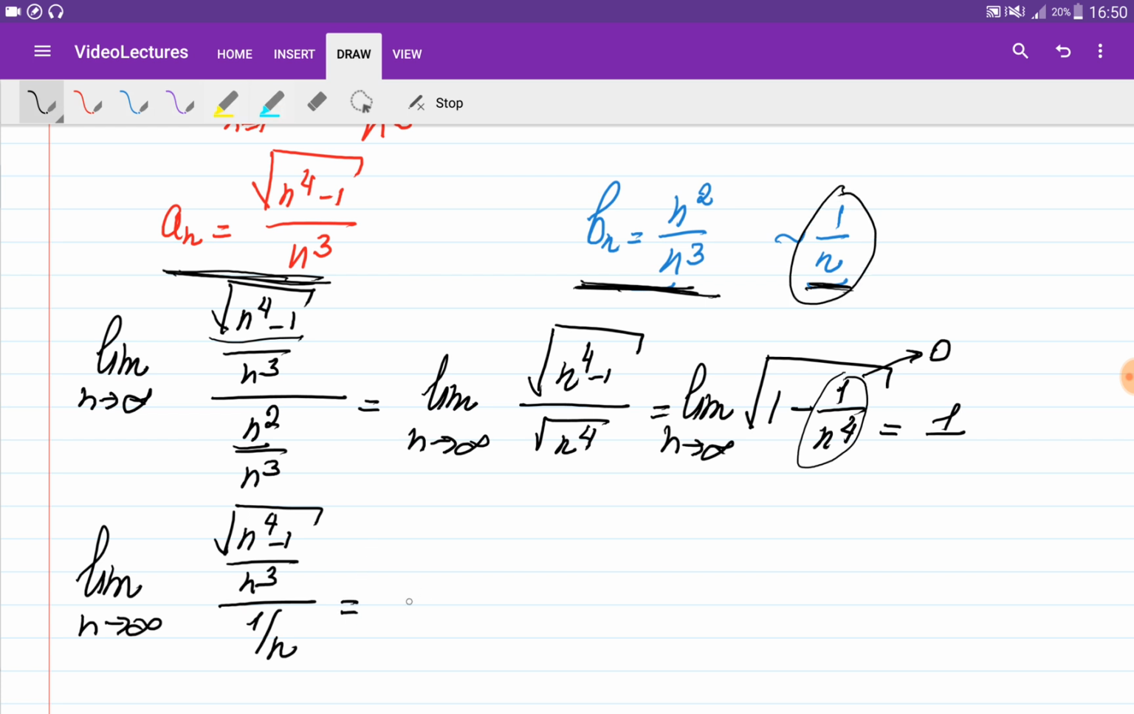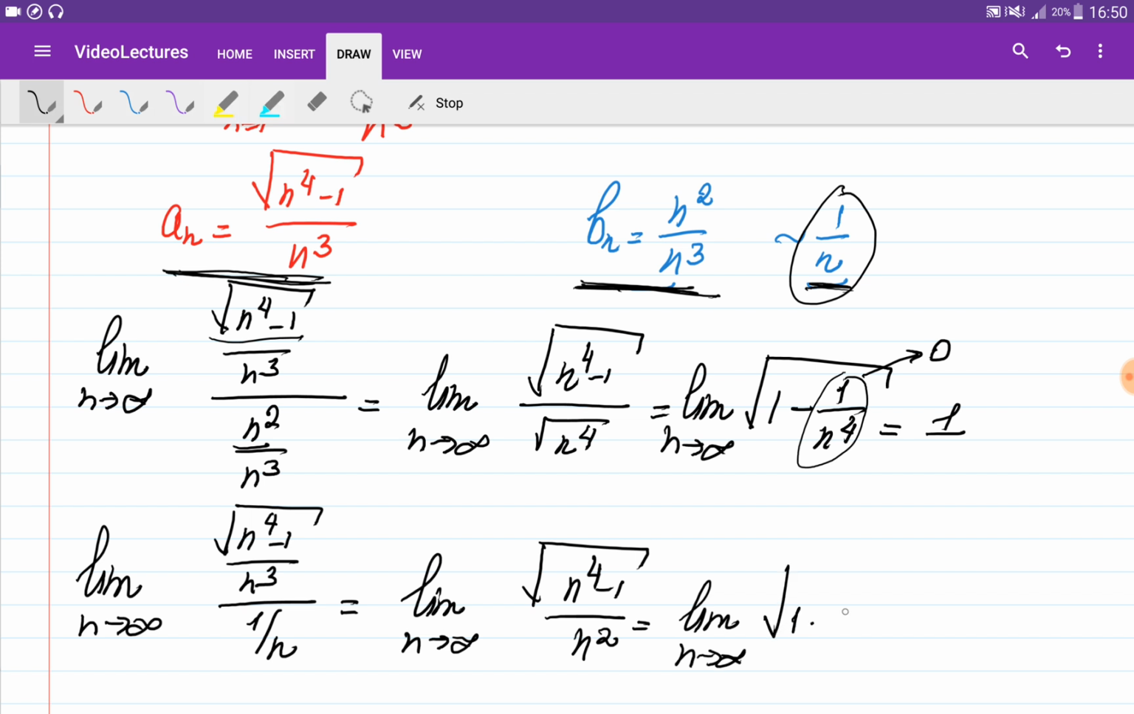So in this case, we would have the limit as n goes to infinity of the square root of n^4 minus 1 divided by n cubed, divided by 1 over n. It's going to be simply n squared, right? So it would be simply, again, 1. In the same manner, we can write this in this form: it's going to be the square root of 1 minus 1 over n^4, where the second term goes to 0 as n goes to infinity, and we will have simply 1. So it means that this series behaves like this series, and since this one is divergent, then this one is also divergent.